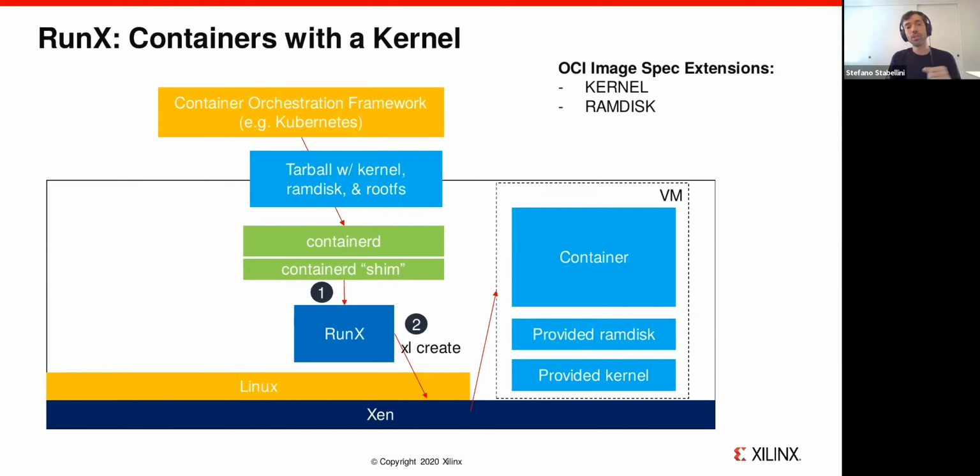So of course you could take it one step further, and the container could also come with the kernel. If the container came with its own kernel and told RunX about it, RunX would be more than happy to use the provided kernel or provided RAM disk inside the VM, because again, this has nothing to do with security. You just need to run a kernel inside the VM. You might as well run the one provided by the container. So the RAM disk is less interesting, but the kernel is interesting.